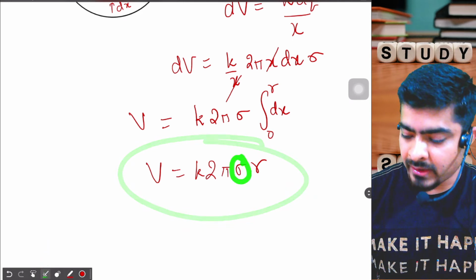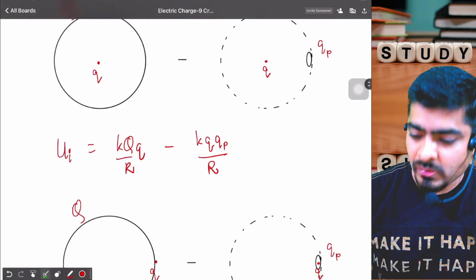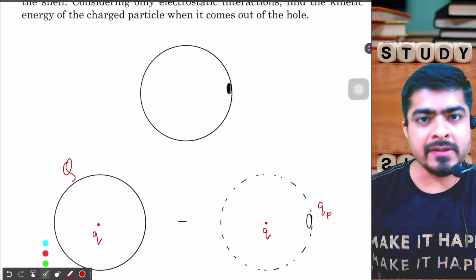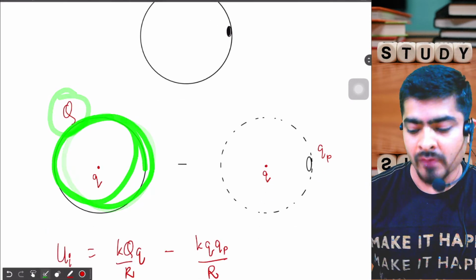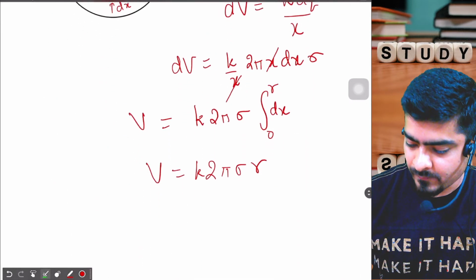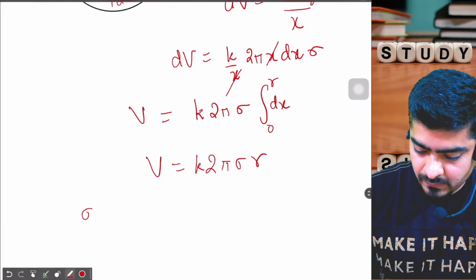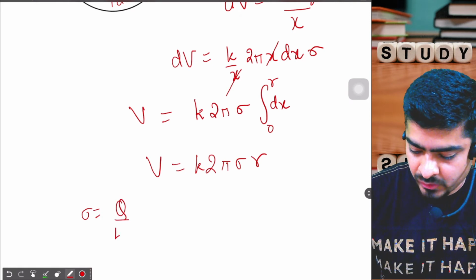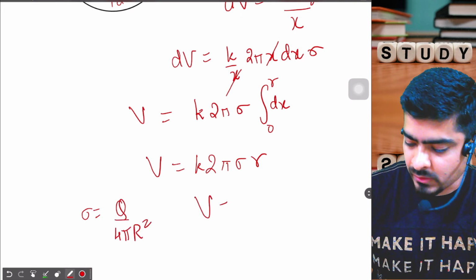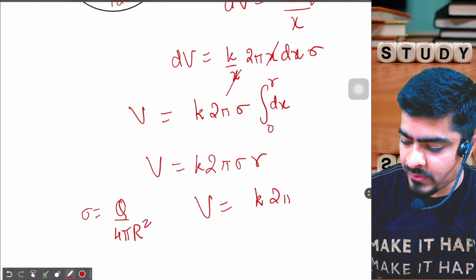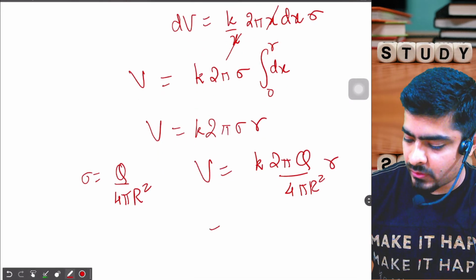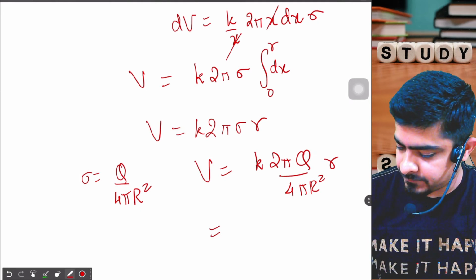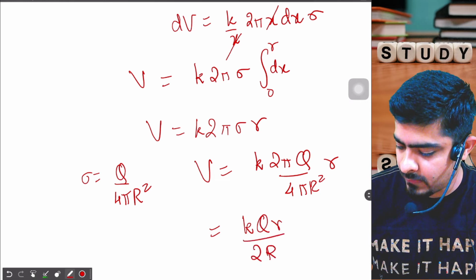Now what is the value of sigma? Sigma is the charge per unit area of the sphere. The total sphere has charge capital Q, and the total surface area of the sphere is how much? 4 pi R square. So I can write down sigma is equal to total charge Q by 4 pi R square. So V will be K times 2 pi Q by 4 pi R square times small r. So this is equal to K times Q r by 2R.